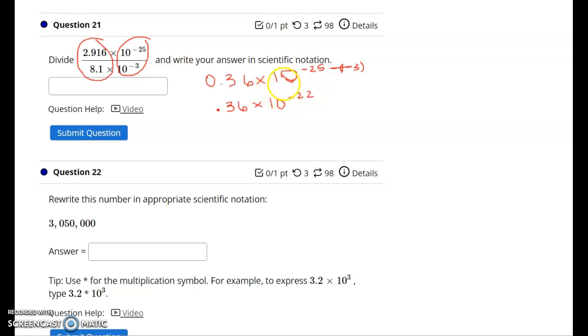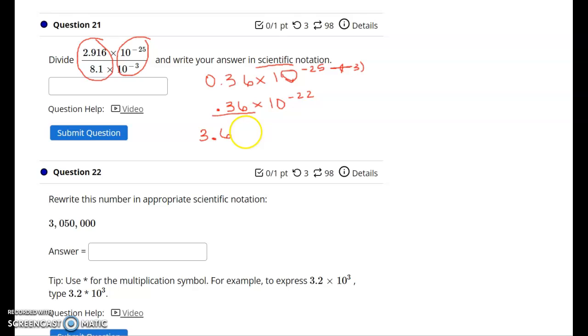Okay, are we done there? We're actually not, because this is not in scientific notation. Our final answer needs to be in scientific notation, so we need to change 0.36. Here's what I would recommend doing. If we just worried about this part, it would be 3.6, because we need it to be between 1 and 10.